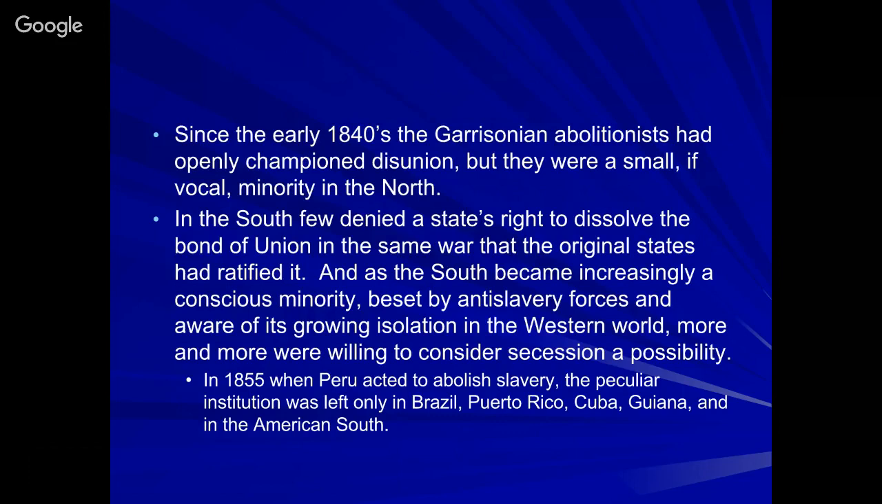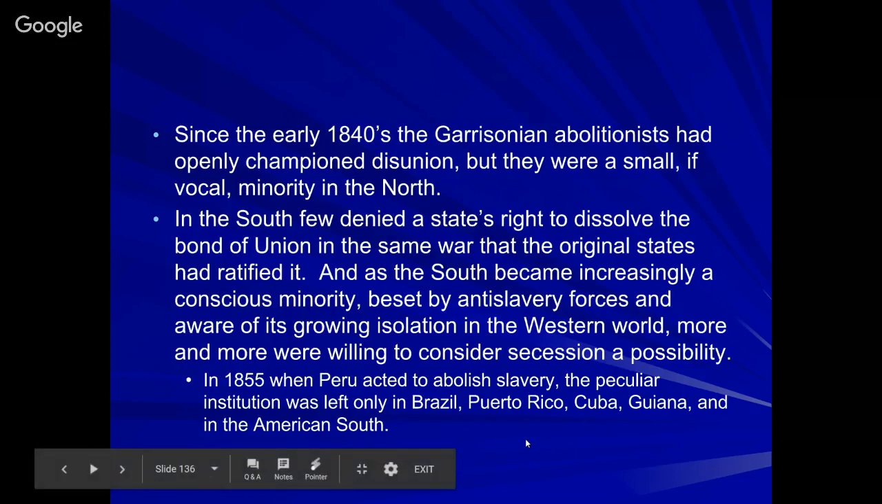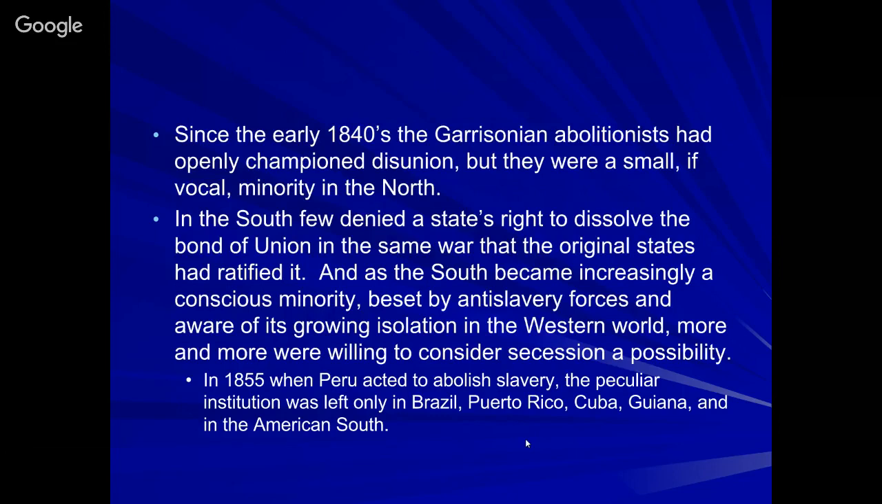And as the South became increasingly a conscious minority, beset by anti-slavery forces and aware of its growing isolation in the Western world, more and more Southerners were willing to consider secession as a possibility in terms of, again, protecting themselves. As I mentioned in class, the South by 1860 sees itself as a minority, and the North as a tyranny, as a country that has garnered and accumulated a tremendous amount of political and economic power, and really feared what Abraham Lincoln and the Republicans might do with that power.